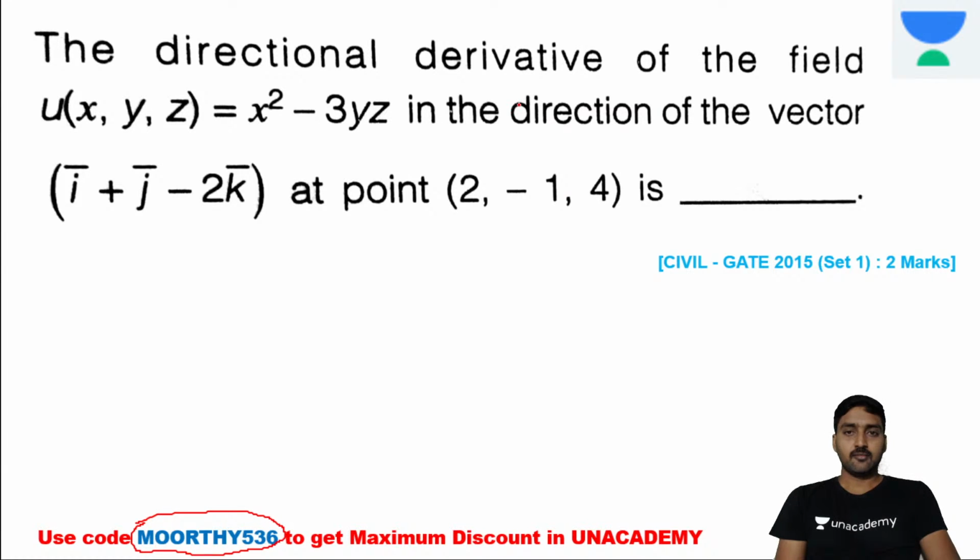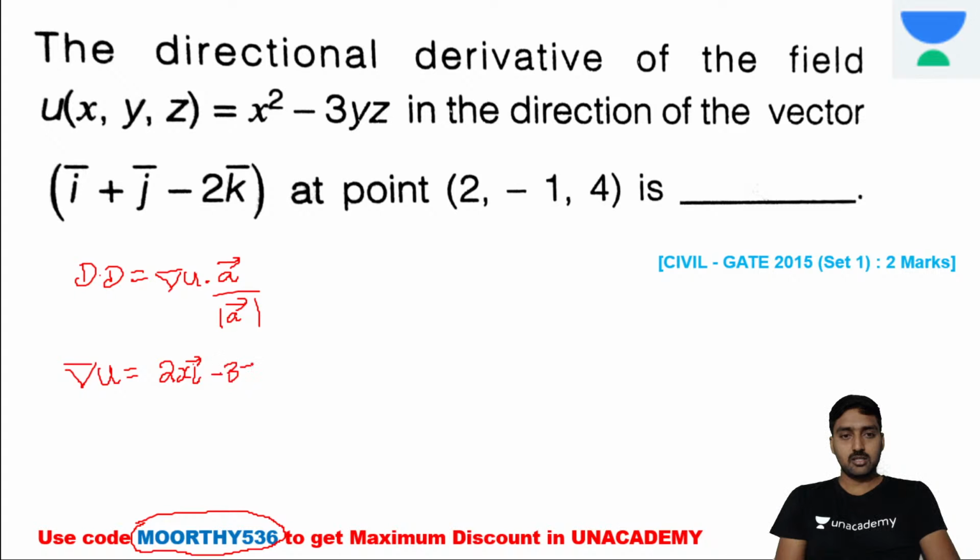Now, what will be the directional derivative? U is given. So the directional derivative is equal to del u dot a vector divided by modulus of a vector. First we require the value of del u. What about del u? Del u is equal to, first with respect to x, 2x i vector. Next with respect to y, minus 3z j vector. Next with respect to z, minus 3y k vector. At the point they are giving, 2 comma minus 1 comma 4.